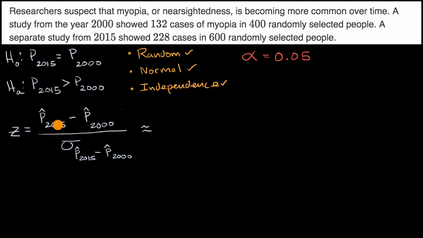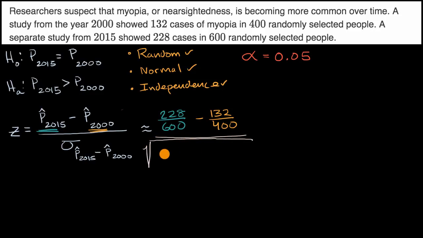So this numerator is going to be, let's see, in 2015, I'll use some different colors. In 2015, we have 228 cases out of 600. So it's 228 out of 600. And then in 2000, we have 132 cases out of 400. So minus 132 over 400. And then all of that over the square root.